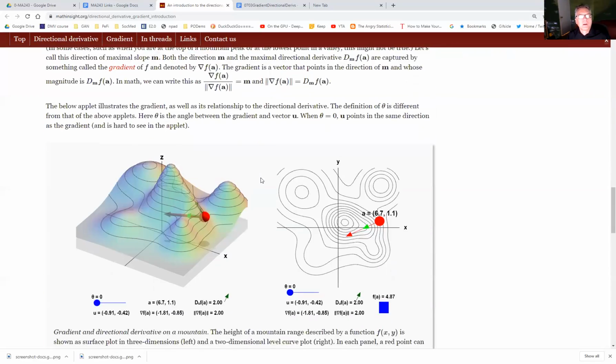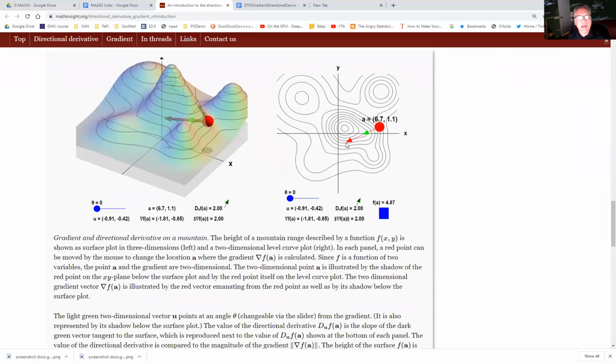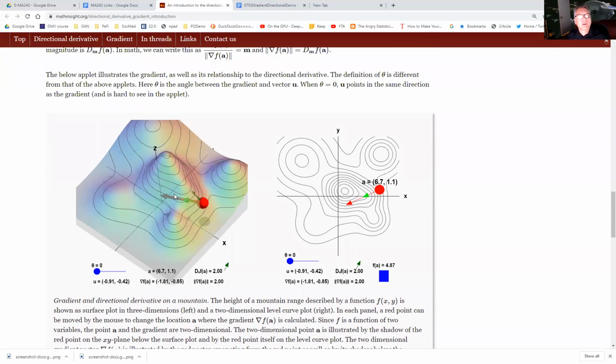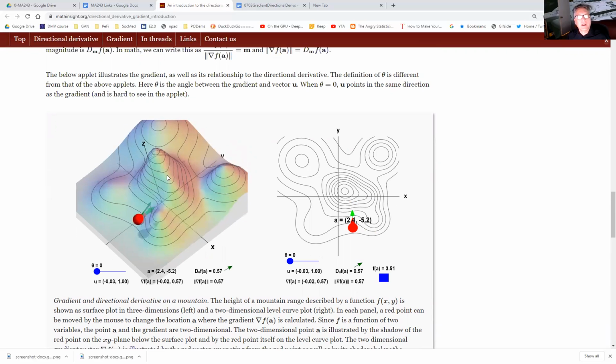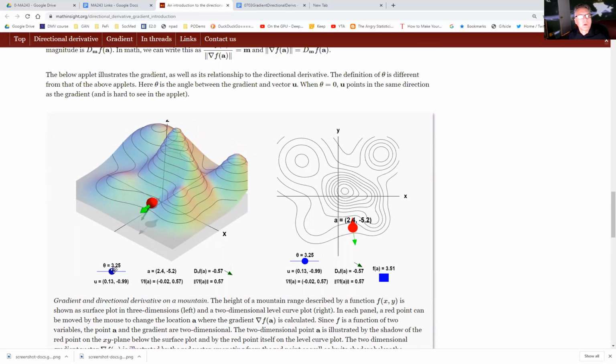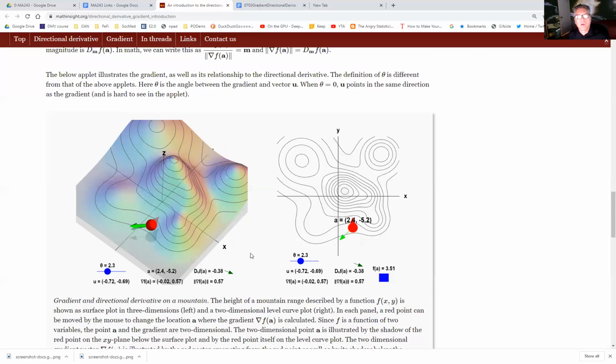Okay. Now, in the second applet, there's the same function, the same surface plot, and the same contour plot, but there's an additional element here, and that is the gradient vector. Let's see. Yeah, so the gradient vector is the red vector. The green vector is u, which you can change. And you can see that the gradient vector points in the direction of maximum increase of f. And its length is the rate of that increase.